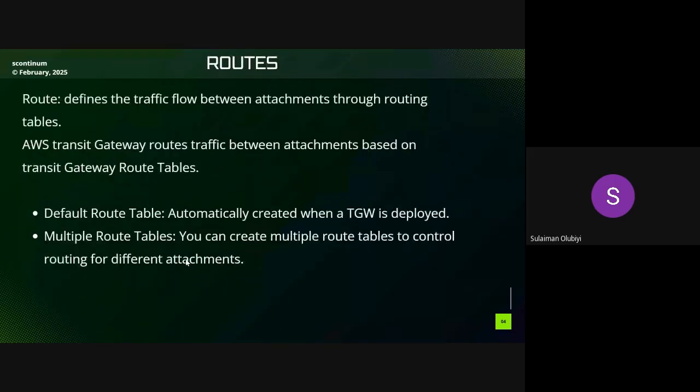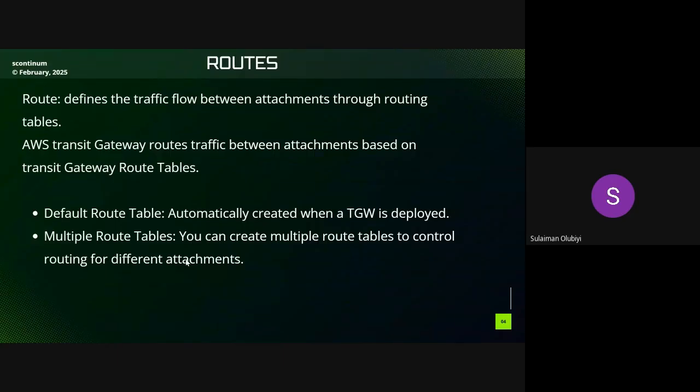So the other component here is routes. Some people call it route, some people call it route table. Route tables define how the traffic flows between your attachments. Maybe you have VPC attachments, maybe like 10 VPC attachments. How do you want your traffic to flow between those attachments? How do you plan it? So that's what they call the route.